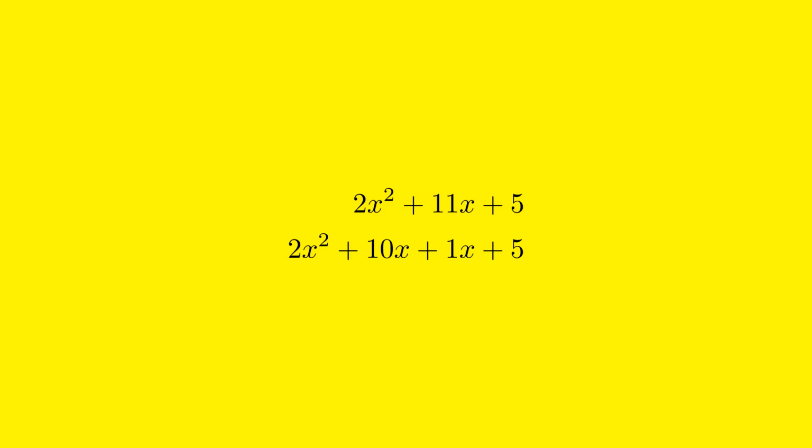We then need to find two numbers that multiply to 10 and add up to the middle coefficient, which is 11. The two numbers that fit these criteria are 10 and 1. Therefore, we rewrite the middle term, 11x, as the sum of 10x and 1x. This transforms our original equation into 2x squared plus 10x plus 1x plus 5.